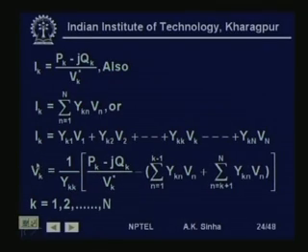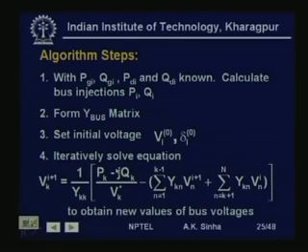So, V k is also a complex quantity. So, if we have this expression, now we can put it into an iterative solution procedure. The algorithm steps are with PGI, QGI, PDI, QDI known, calculate the bus injections Pi, Qi, form the Ybus matrix, set the initial voltages Vi 0 and delta I 0.